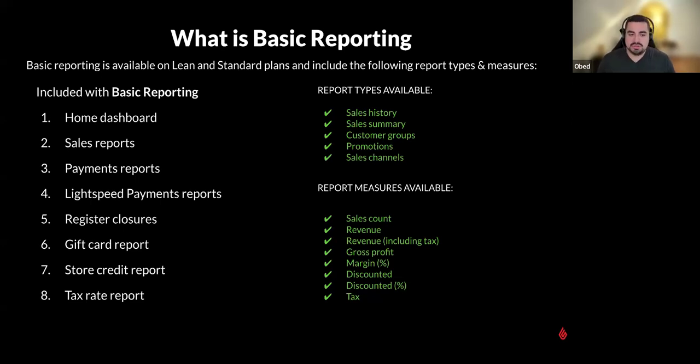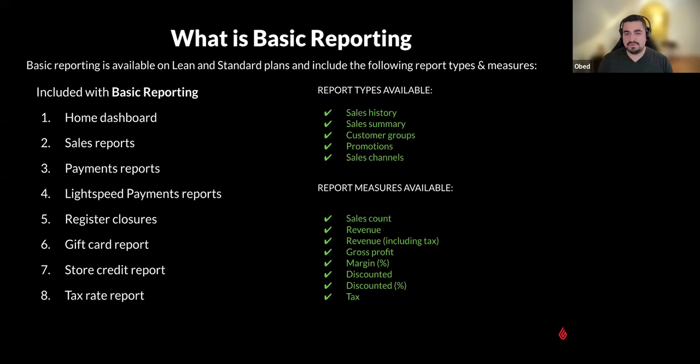And then on the basic reporting sales report, you can also add different measures to your reporting. So if you want to see how many sales were made for a specific product, you can also filter the report by revenue and revenue including tax.